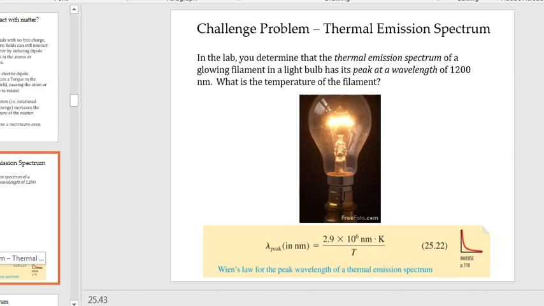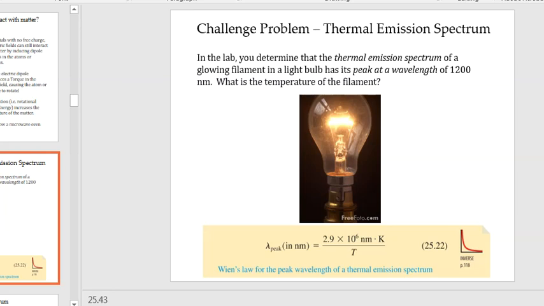Now let's talk about, so we're just doing sort of a drive-through here of some of these topics. Unfortunately, none of you had the chance to actually do this lab here, but in the lab, you basically take different filaments, and you are trying to figure out the thermal emission spectrum of a glowing filament. And then based on that, you can actually figure out what its temperature is.